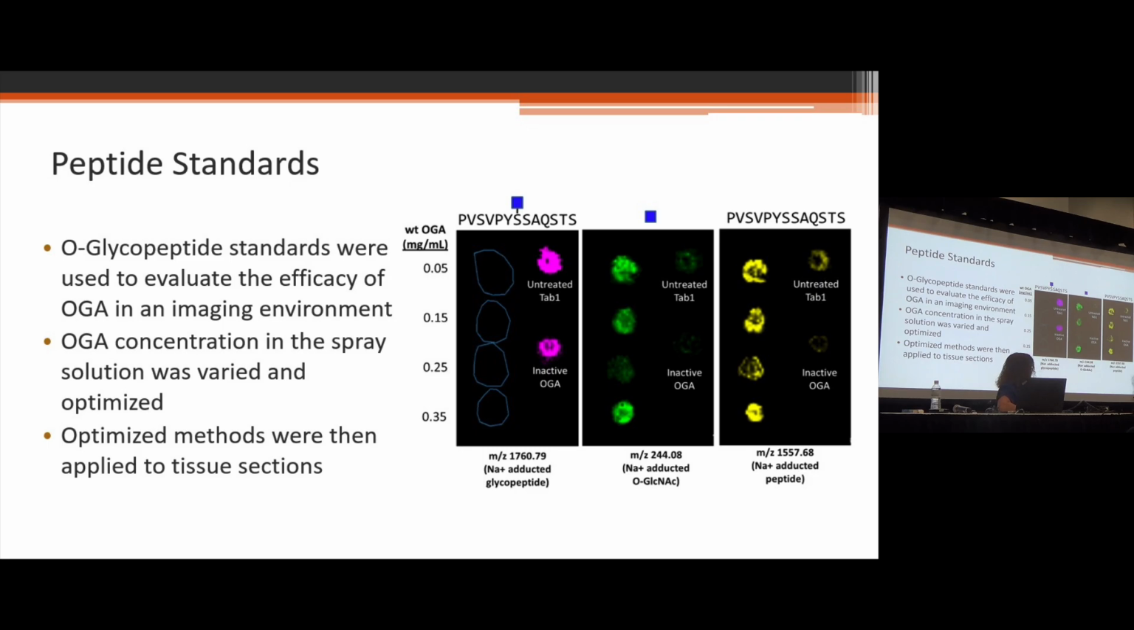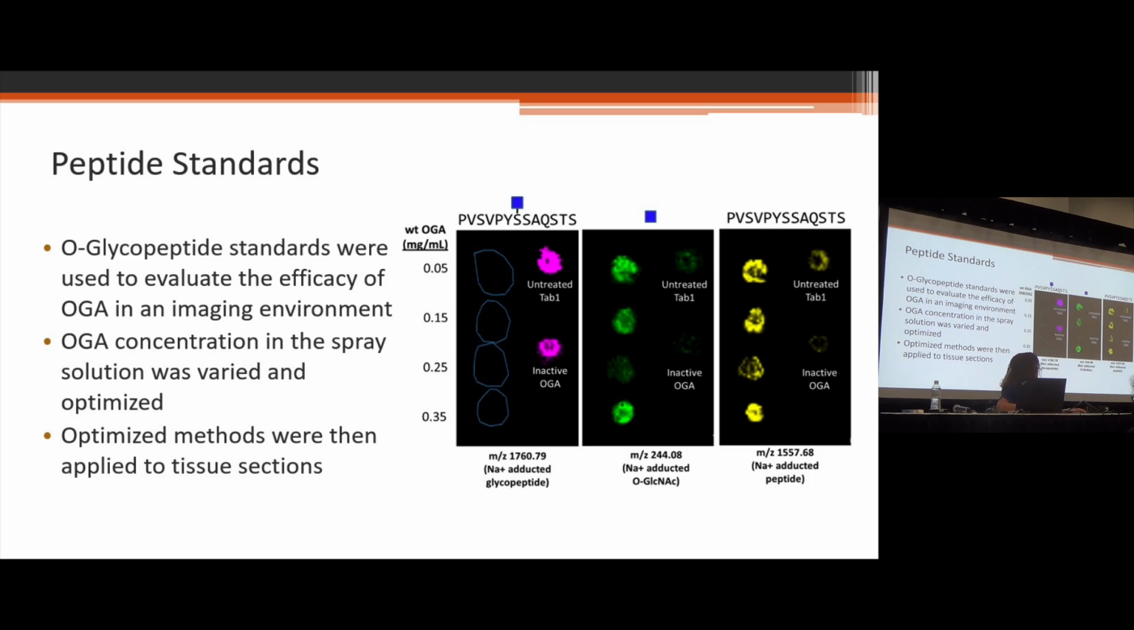If we image for just the sugar, as shown in the green in the center panel, in this case, we're seeing the sodium adducts of N-acetylglucosamine in all 4 spots. The 0.25 mg per mL didn't look super great there, but we don't see the O-GlcNAc in the untreated or the inactive. We're maybe getting a little bit of laser-induced fragmentation.